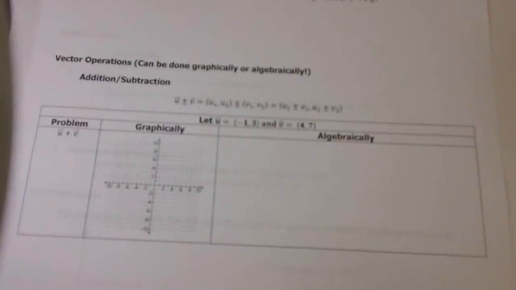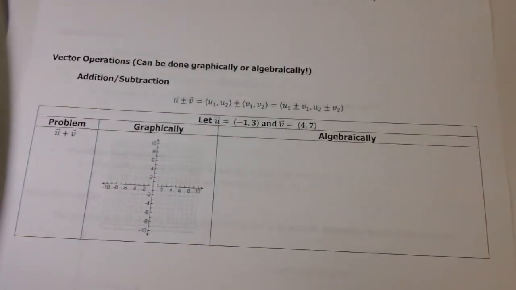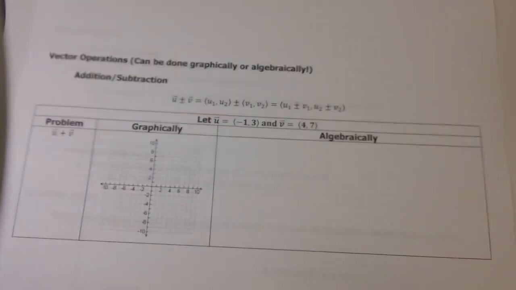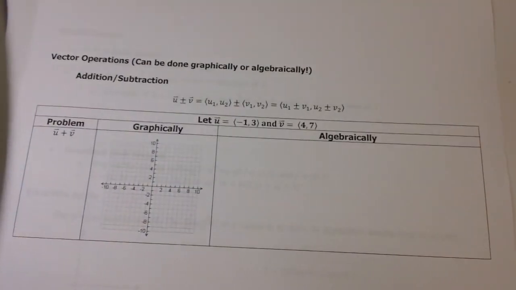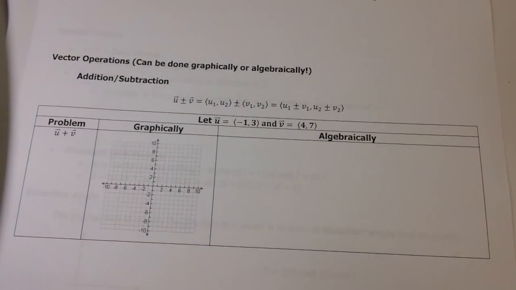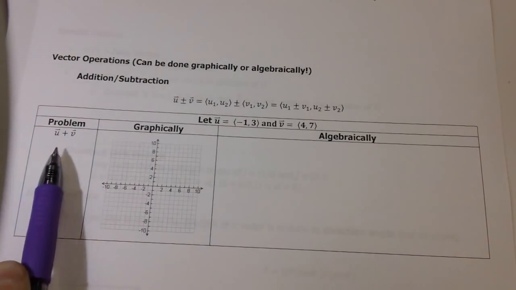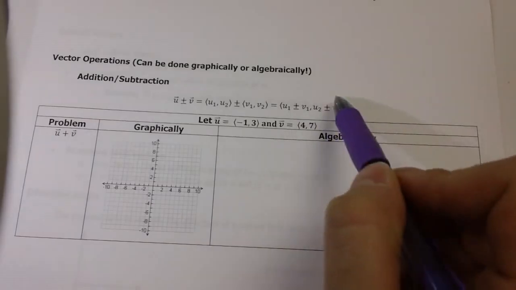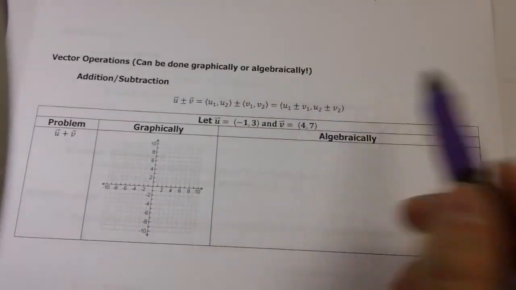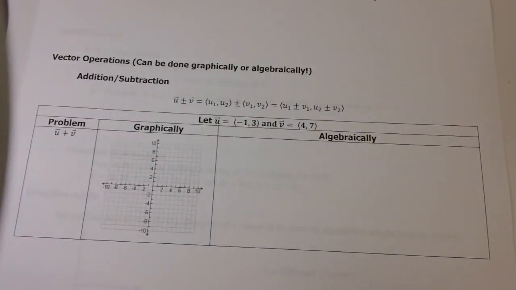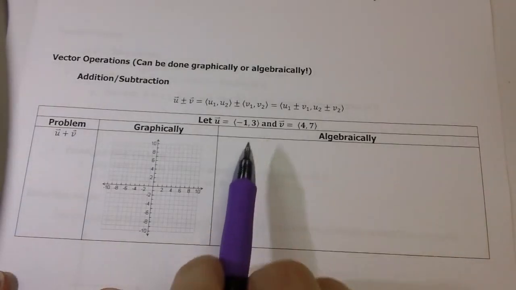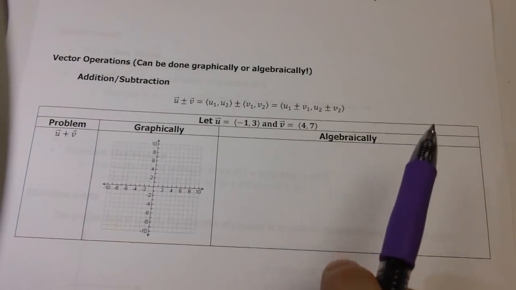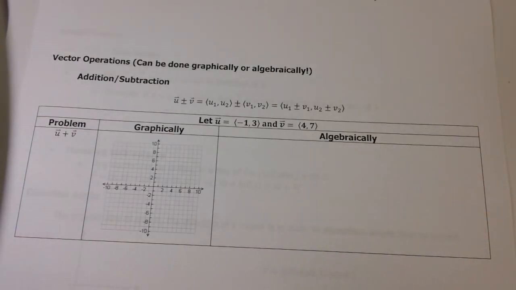All right, vector operations. These can be done graphically or algebraically. Okay, so adding and subtracting is going to be the easiest one for us. And basically, we can take a vector u and add to it a vector v. Okay? Here is a general equation that you could use to do it algebraically. To graph it, what we're going to do is we're going to graph both of these vectors. Now, both of these vectors are in component form, which means they go through the point 0, 0.